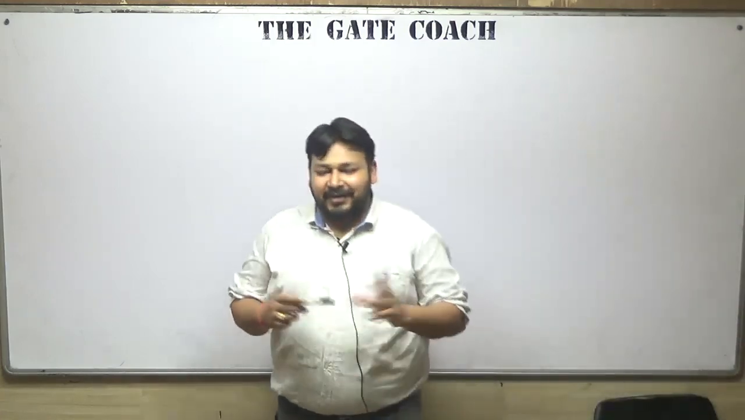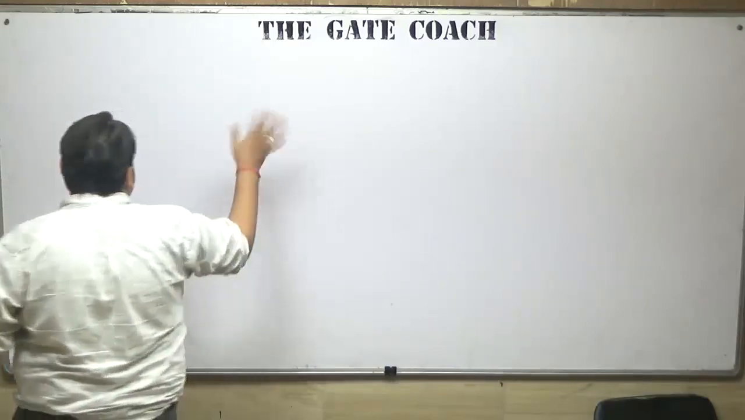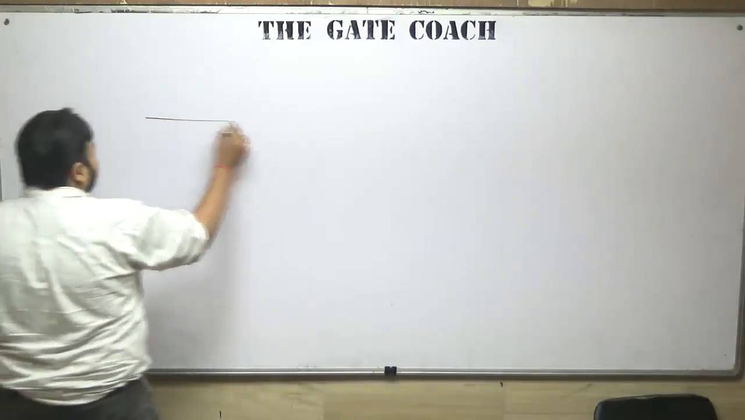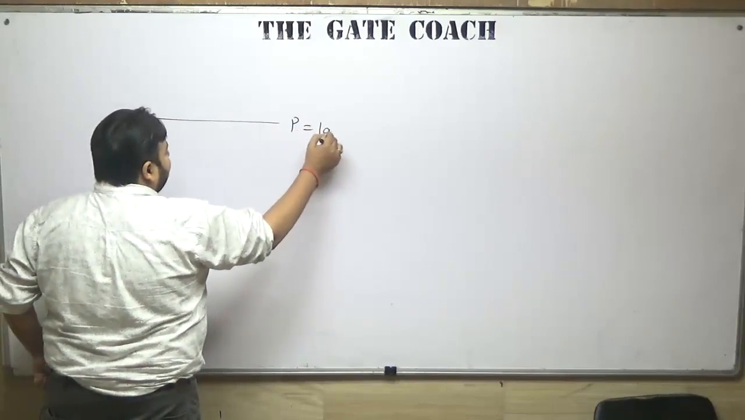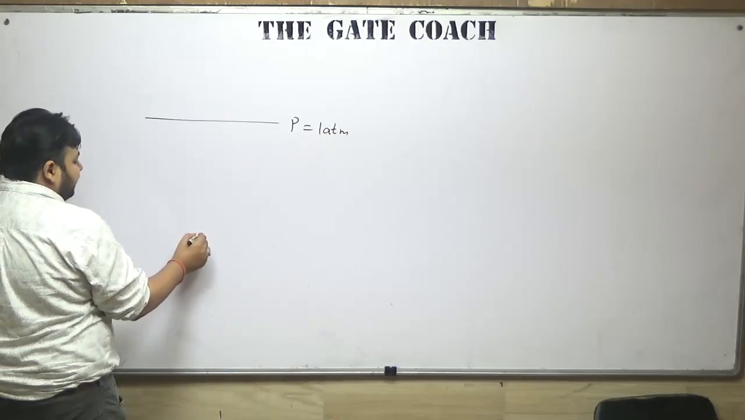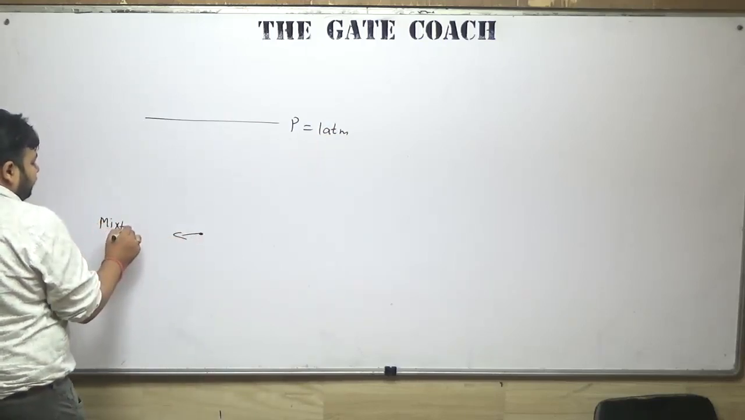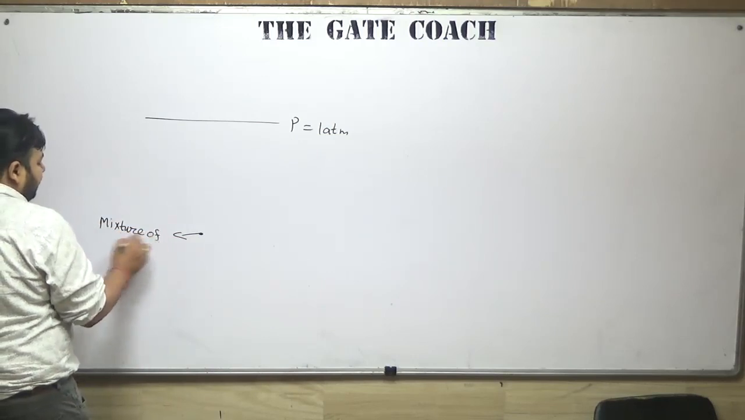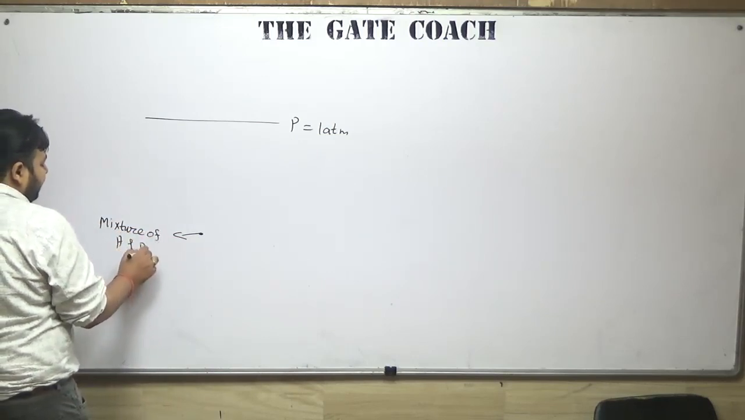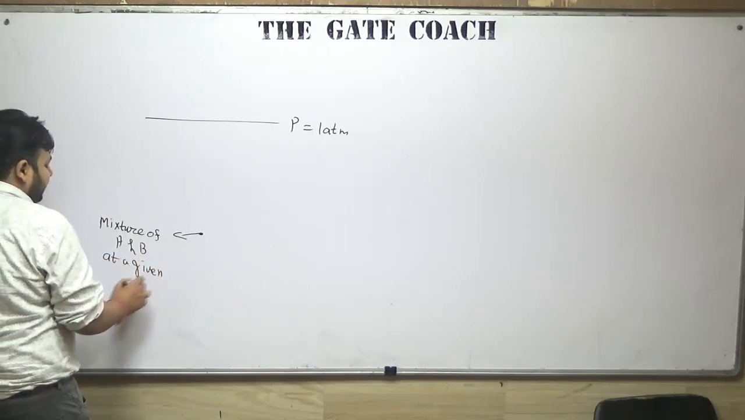Okay, so heat sensitive material आपको clear हो गया. तो problem क्या है? Problem है कि boiling point तक नहीं जा सकते. Let's say this is the pressure of 180 atm. Okay, and our mixture of A and B is there. This is the mixture of A and B at a given temperature. कोई temperature है, वो given temperature पे है.